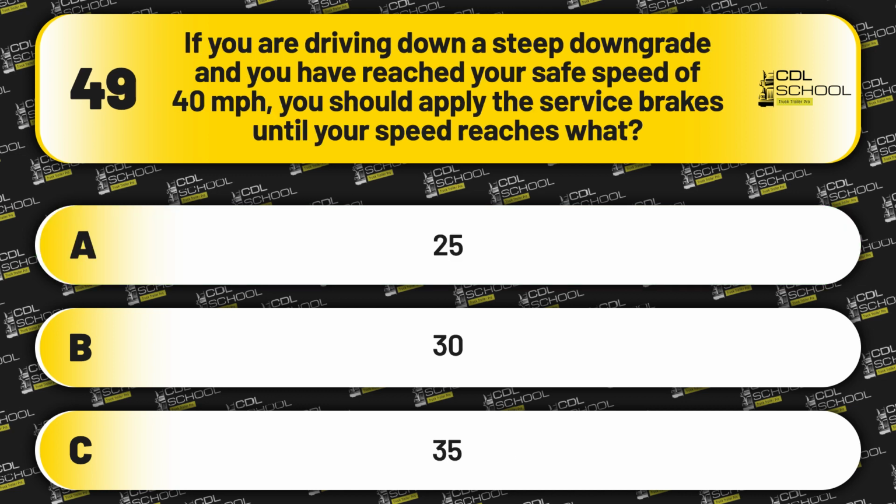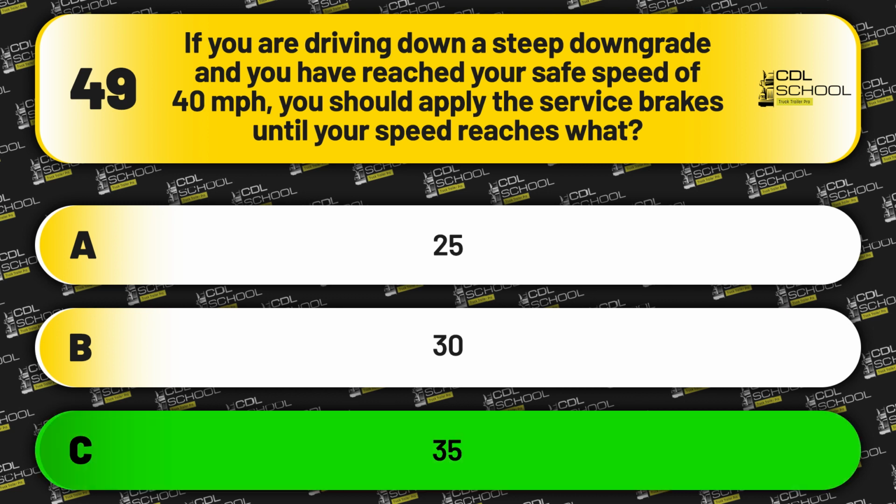If you are driving down a steep downgrade and you have reached your safe speed of 40 miles per hour, you should apply the service brakes until your speed reaches what? A. 25 miles per hour, B. 30 miles per hour, or C. 35 miles per hour. The correct answer is 35 miles per hour. You should apply the service brakes until your speed reaches 35 miles per hour. So the correct answer is C.